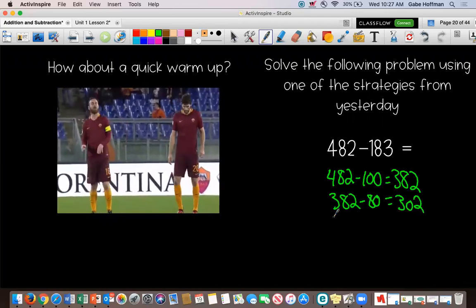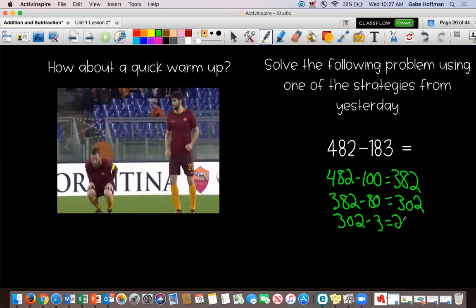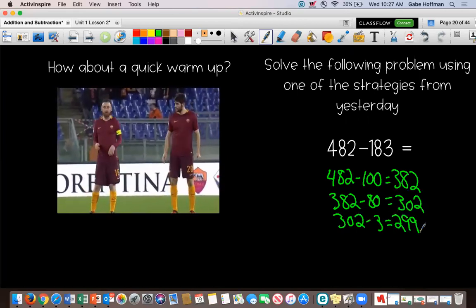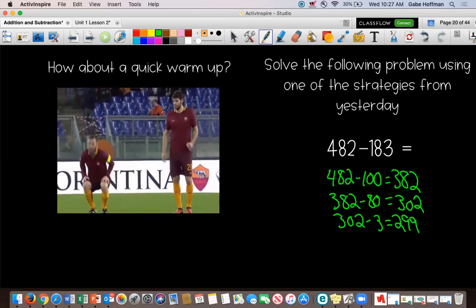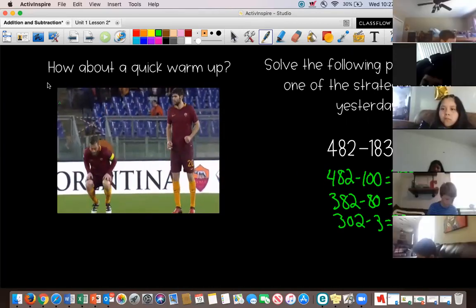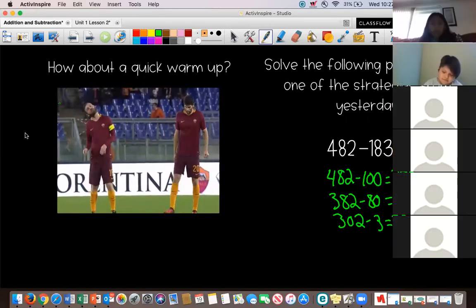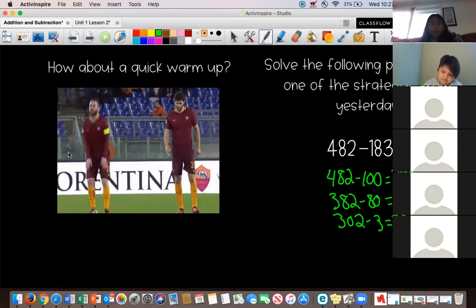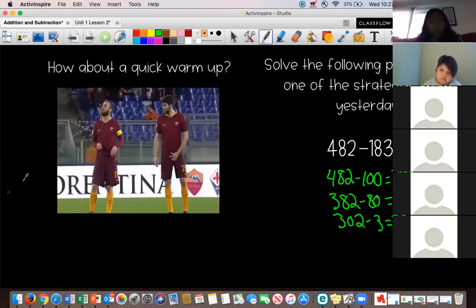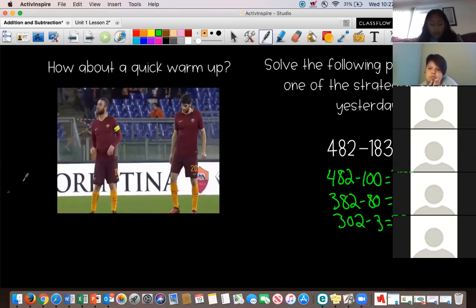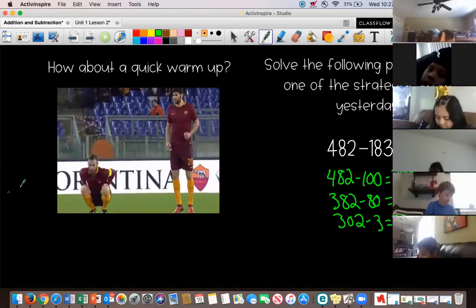All right. Give us a thumbs up if you did it the way Michael did, where you subtracted by place in chunks. Michael, can you hit mute for me, please? Thank you. It's not very many people.